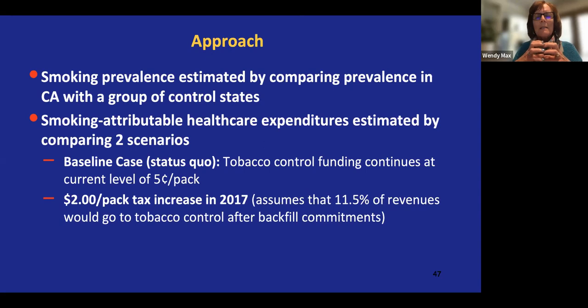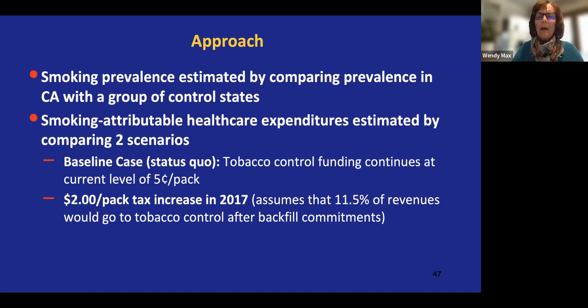So what we did was to look at what smoking prevalence would be with and without this $2 per pack increase in the tax. And we figured this out by comparing California with other states that were somewhat similar but didn't raise their taxes, because we know that there's a trend that we want to keep in the background. I'll show you the figure in just a second.